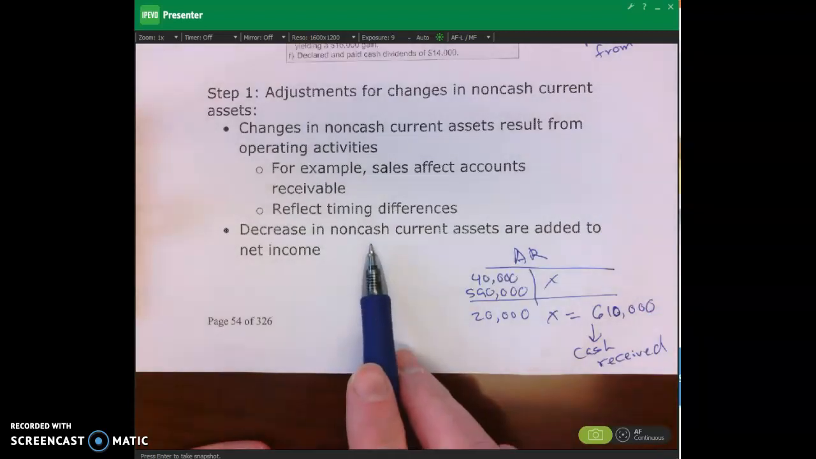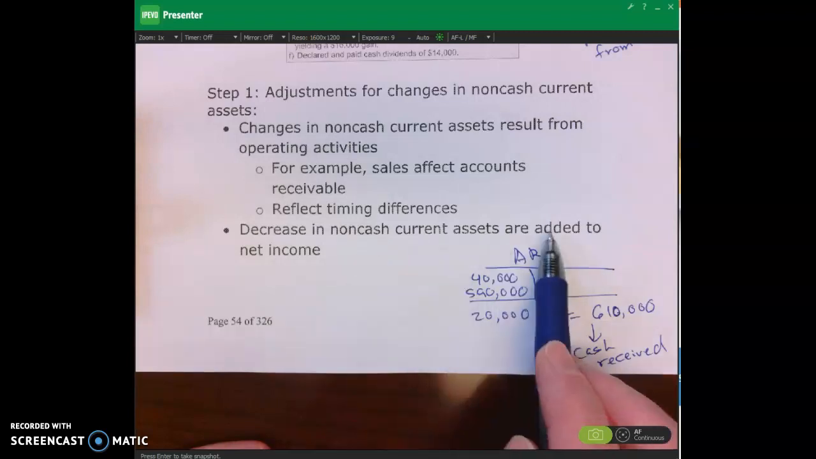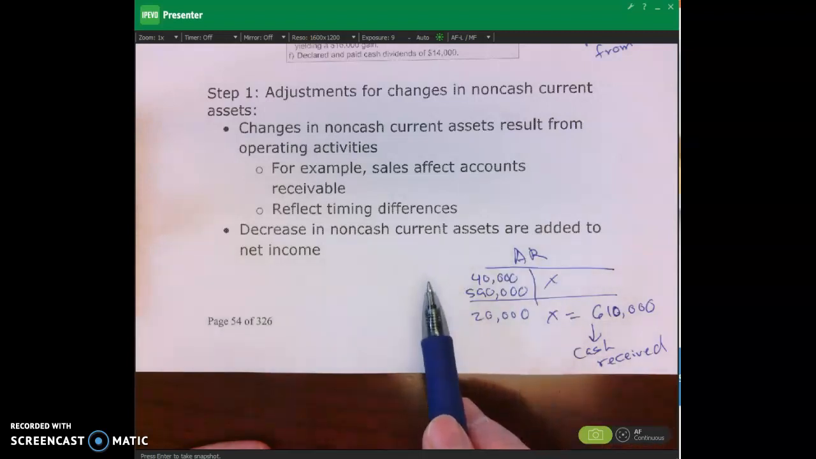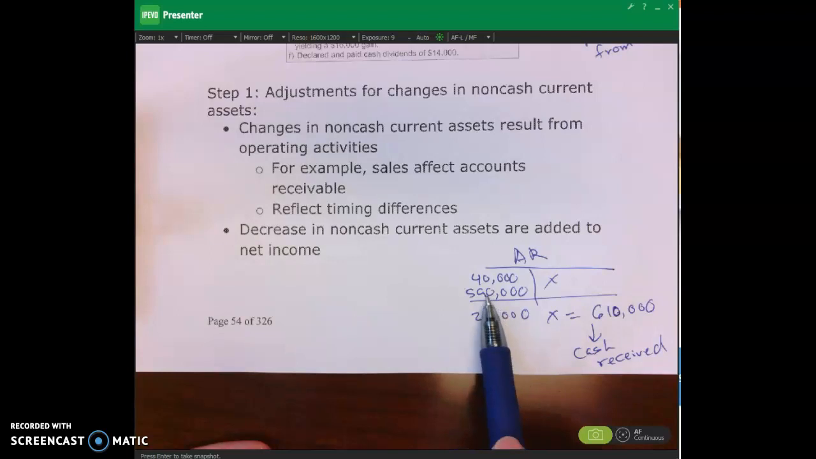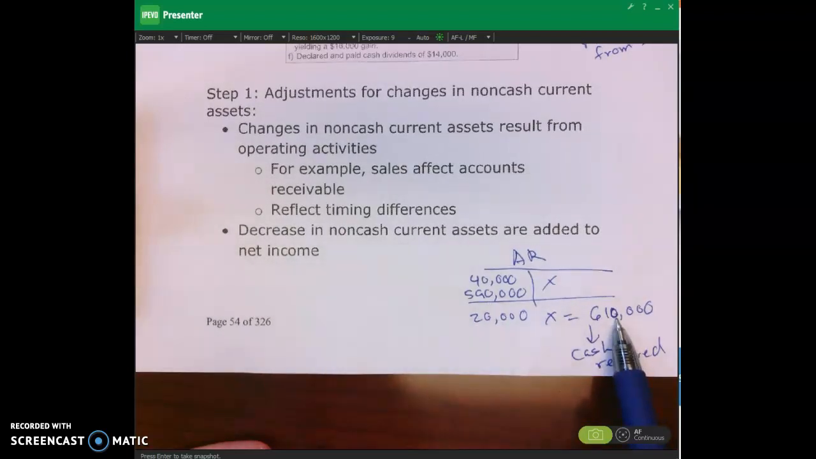The balance in accounts receivable decreased. Therefore, it would be added to net income. Why added to net income? Because net income is based on $590,000, but you collected $610,000 in cash. So you collected more cash than you had in sales. How is this even possible? It's possible because you collected on the prior period's outstanding accounts receivable. Okay, so in that case, if we're trying to take net income and get to cash, we would add $20,000.